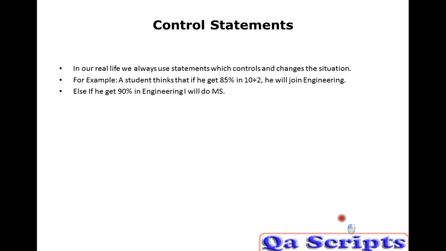Let me take one more example. If he gets 95 or 90% in engineering, then he may think to go for doing MS. Likewise, if he gets a visa, then he will go for an MBA in the US. If he doesn't get a visa, then he may choose a college in his own country, like that.